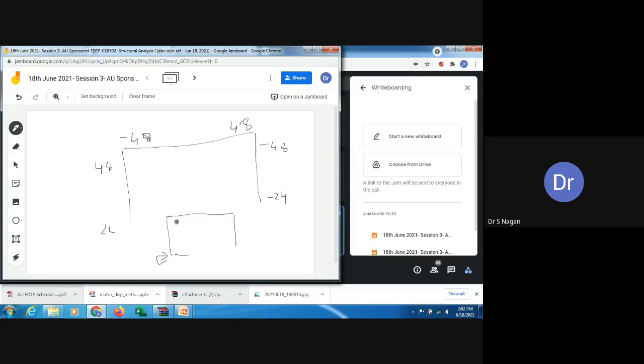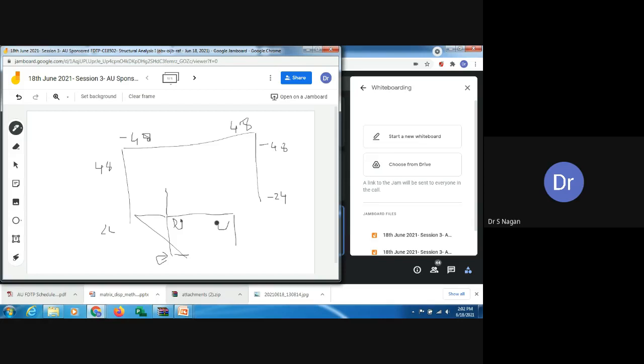Here we have 48. Apply a clockwise moment here, so it will go outside. Connect these two. Then here minus 48. Apply an anti-clockwise moment and see whether the beam will be pushed up or down. It will push up. So for 48 here, because these two are the same, the magnitude is the same, so draw an equal amount.